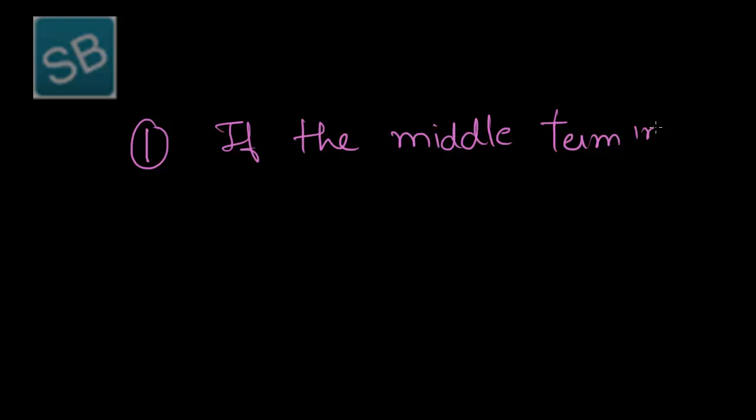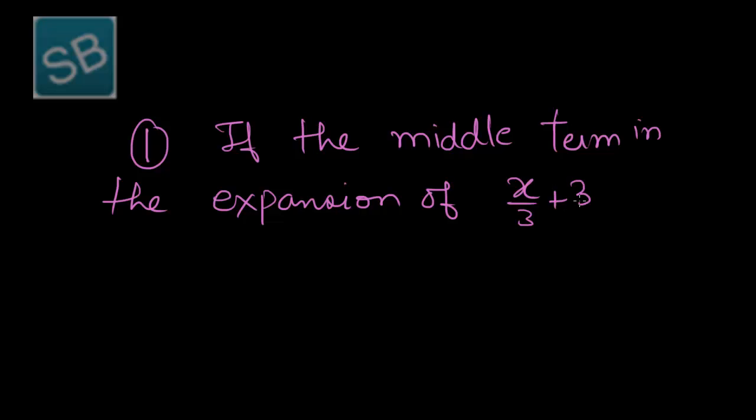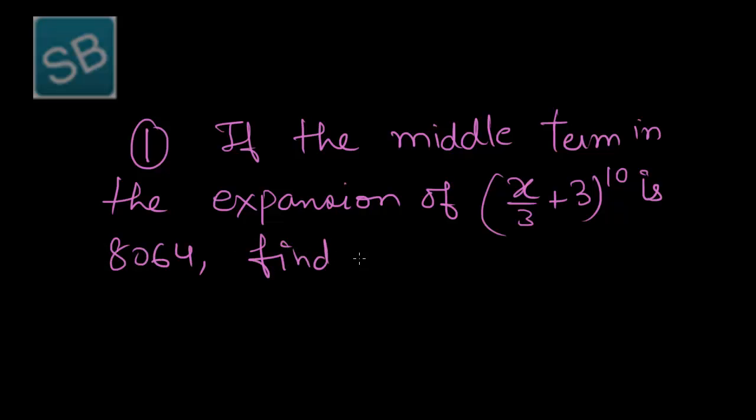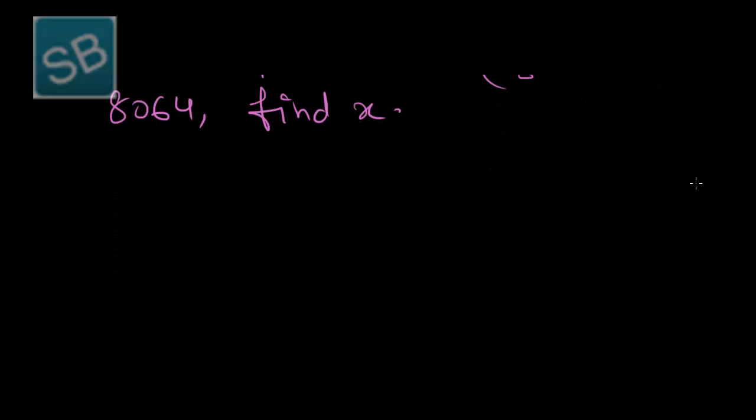Now we are going to solve some typical problems. Number 1: if the middle term in the expansion of (x/3 + 3)^10 is 8064, then find x. So we are here getting the middle term.